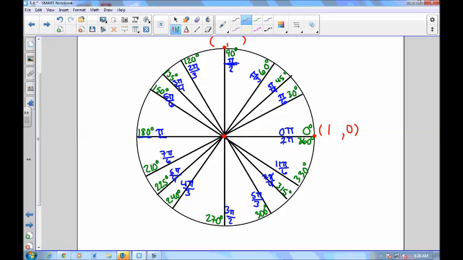Again, I'm starting with the 90 degrees because they're the easier ones. Benito, what are the coordinates of the 90-degree point on the circle? Yep. So left and right is 0, and then we go up 1. So 0, 1.